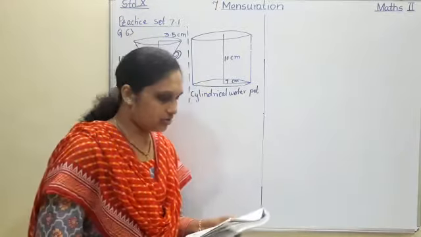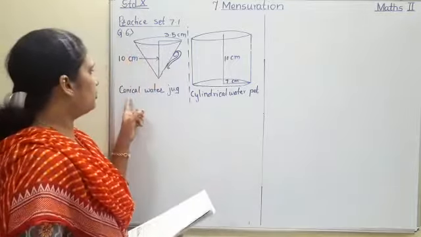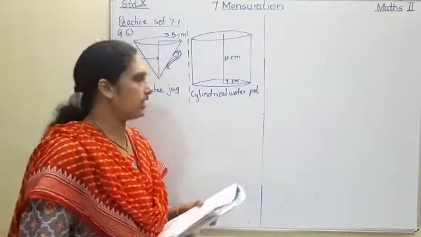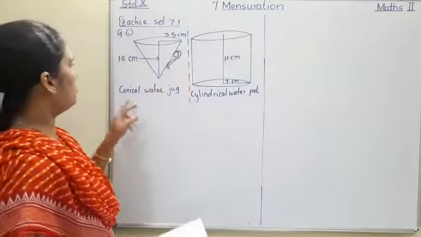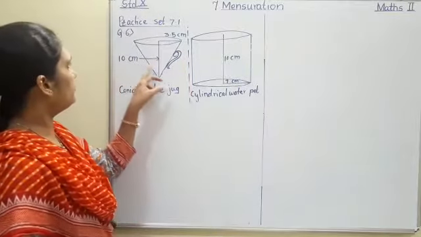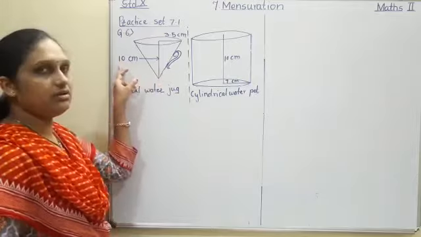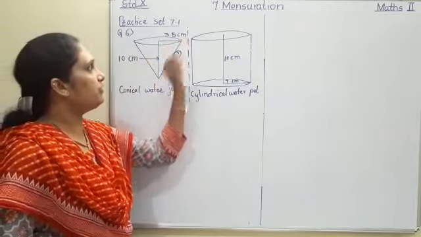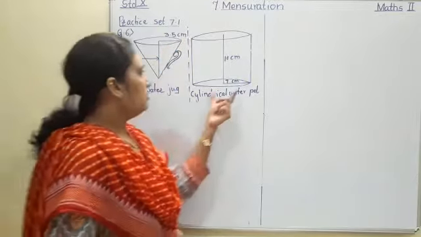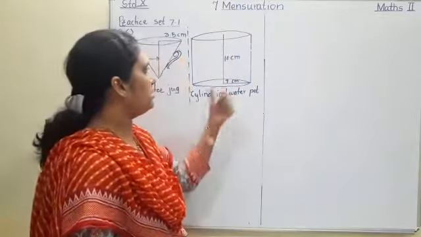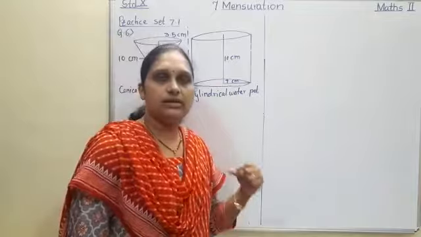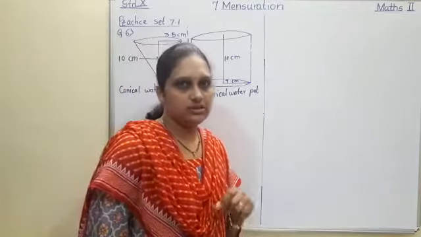I have already drawn them here. The first figure is a conical water jug and the second figure is a cylindrical water pot. In the conical water jug, the height of the cone is 10 centimeter and the radius is 3.5 centimeter. The height of the cylinder is 10 centimeter and the radius of the cylinder is 7 centimeter.